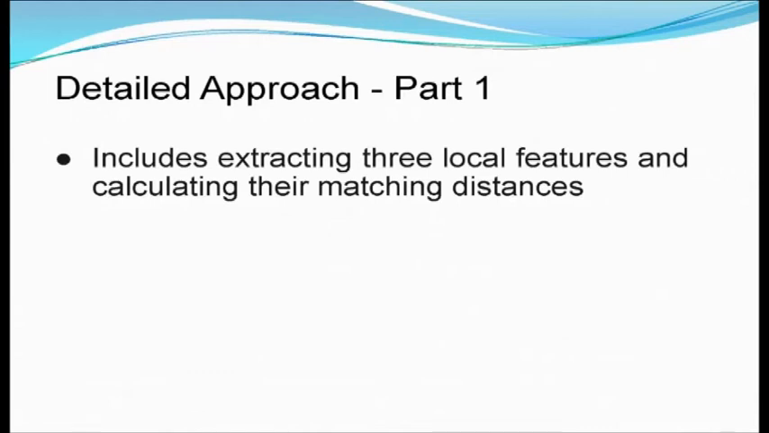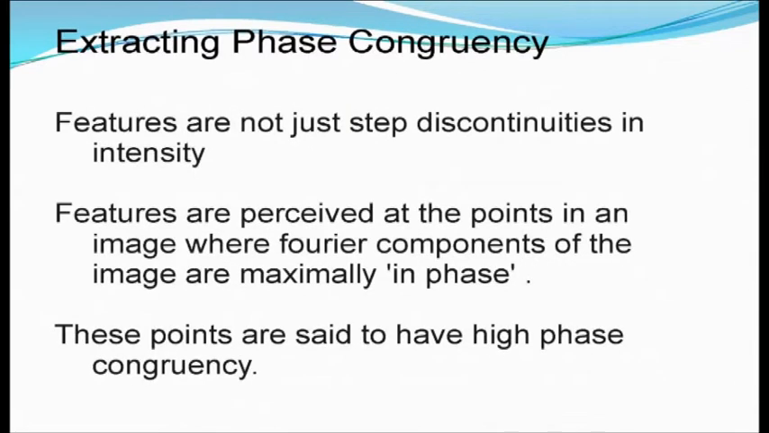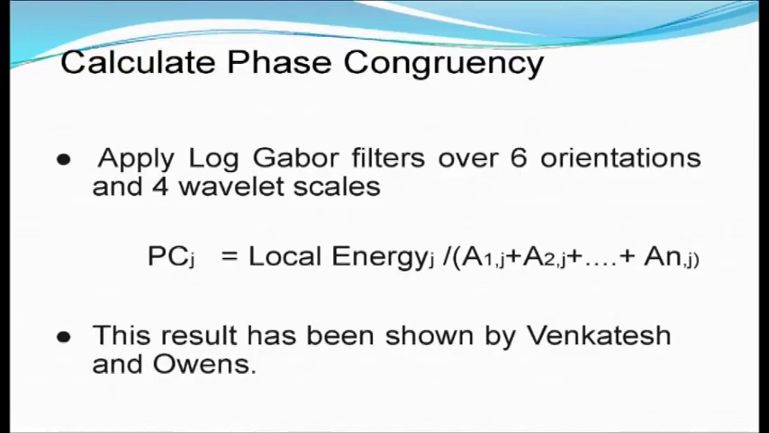So the first approach was the detailed approach. Part one is extracting the local feature. The first local feature is phase congruency. To calculate phase congruency, we first apply log-Gabor filters over 6 orientations and 4 wavelet scales. This orientation is basically the angle of the filter.